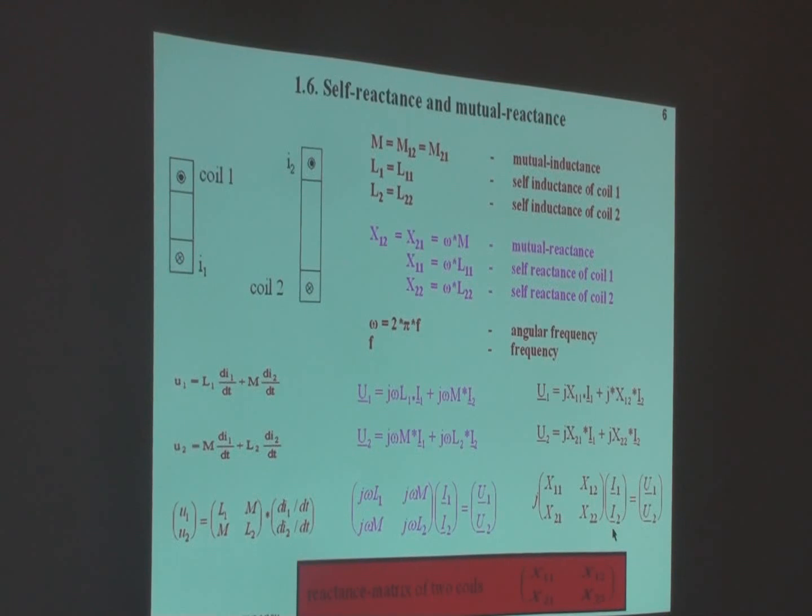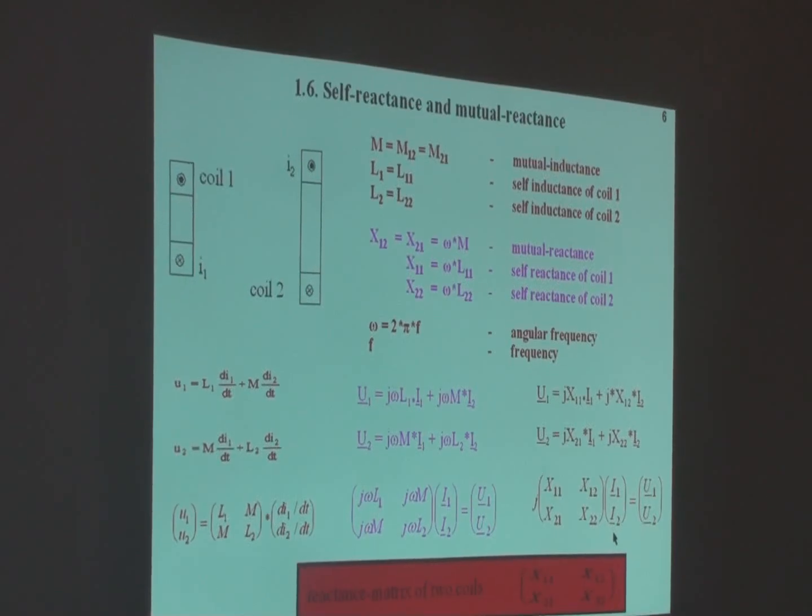In the next steps, we will talk not about inductance, but about reactance. And the same as here, we have said X equals omega L. We have mutual reactance, and this is self-reactance. And all this mutual and self-reactance of the furnace we have to calculate.